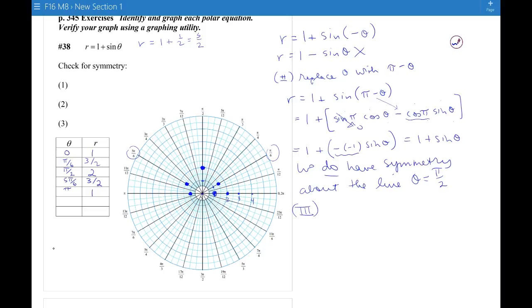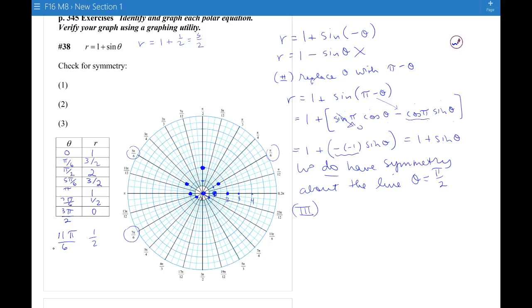Okay, so let's keep going. If I have 7 pi over 6, now the sine of theta is -1/2, so r is a half. So I'm at 7 pi over 6, r is a half. And then when I'm at 3 pi over 2, sine theta is -1, so r is 0. So that's where the pole is, a point on the graph. And then let's do one more of 11 pi over 6, where the sine's going to be -1/2 again, and so r is going to be a half.